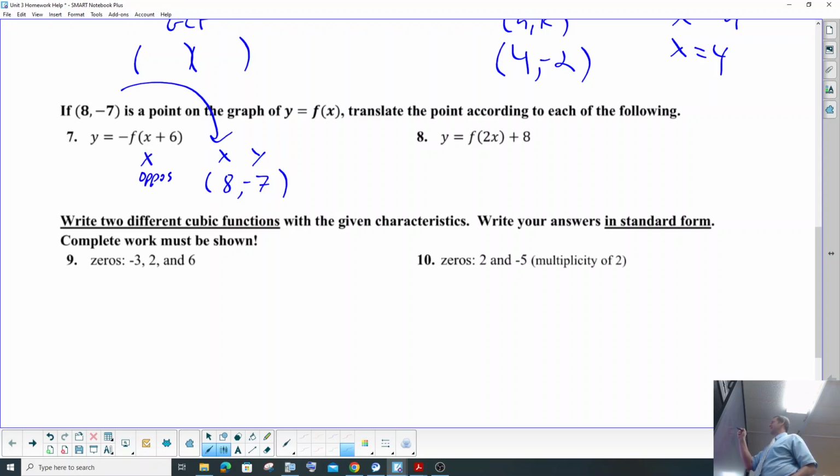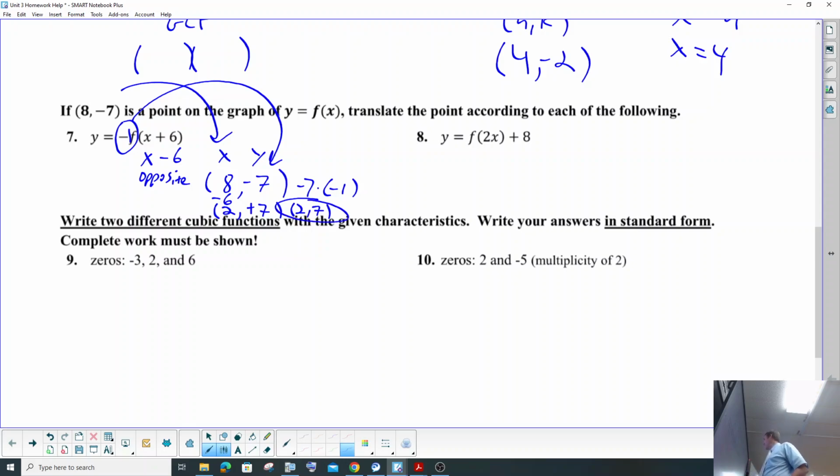Remember, you're going to -6. So you're going to go ahead and -6 to our x value. So -6 is actually 2. And then our y value is an invisible -1 that's being multiplied to only the y values. So -7 times -1 is a +7. And so we're going to get 2,7. So 2,7 is going to be our final answer there for number 7.